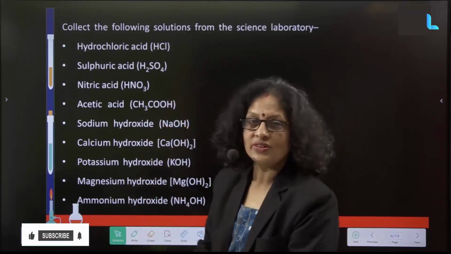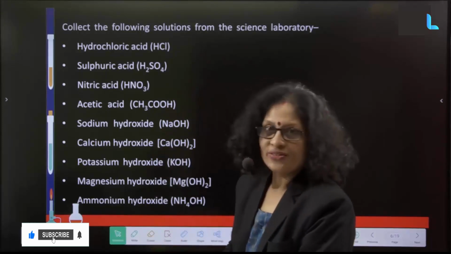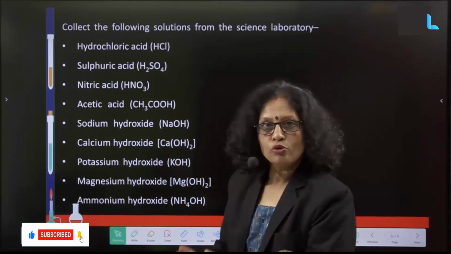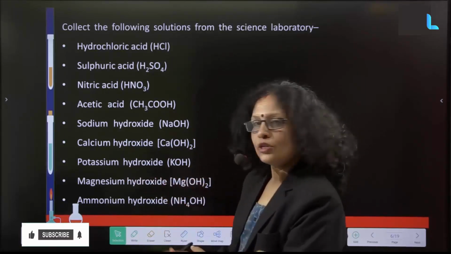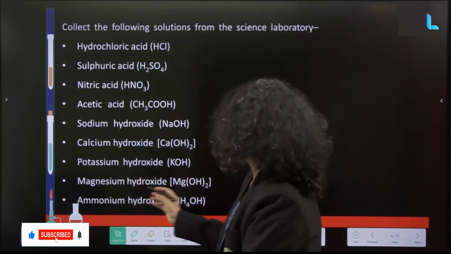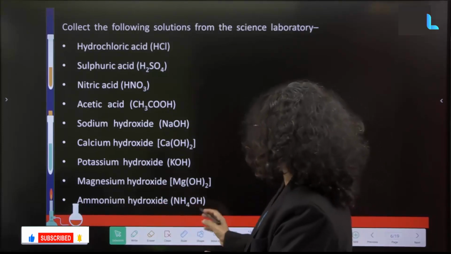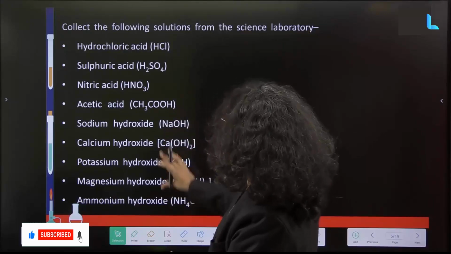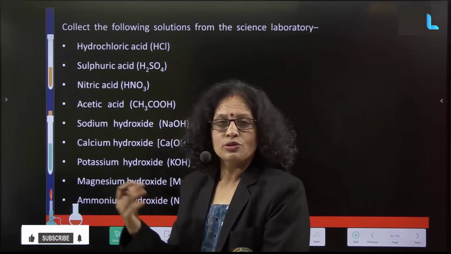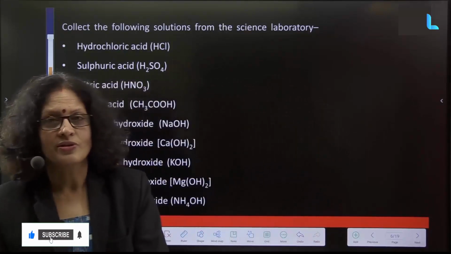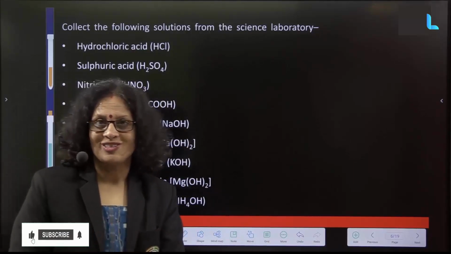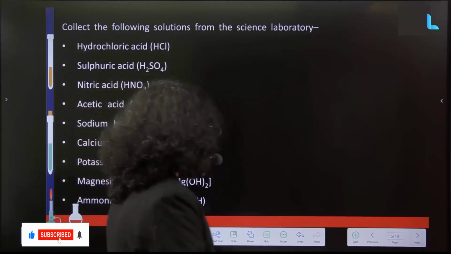First three acids are strong acids. Acetic acid is a weak acid. Sodium hydroxide is a base. Calcium hydroxide is also a base. Potassium hydroxide is also a strong base. Magnesium hydroxide and ammonium hydroxide are weak bases. So few are bases here, few are acids, few are strong acids, few are strong bases, few are weak acids, few are weak bases. So how do they show the color change? Let us observe that.